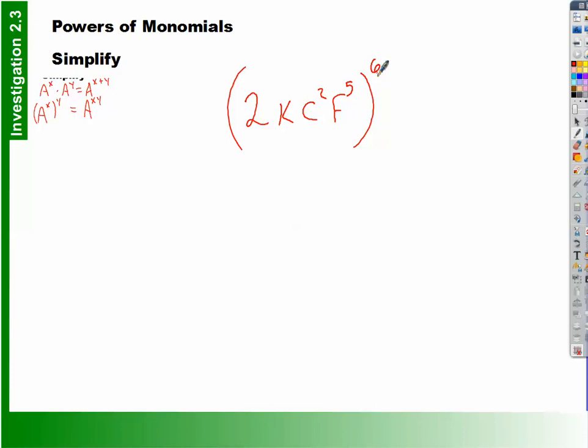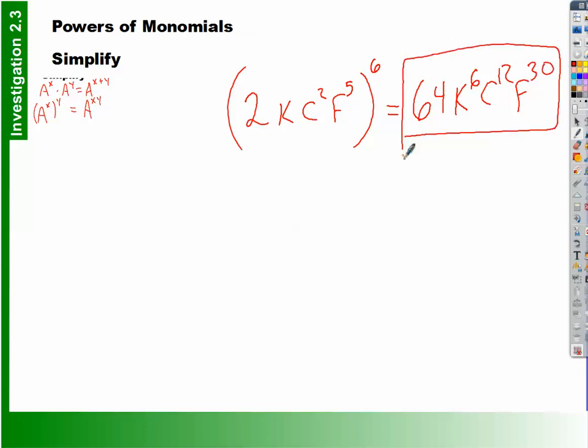All right. So here we go. The correct answer, Trevor B, is going to be 64 K to the 6th, C to the 12th, and F to the 30th. Nice. There you go. All right. So this is how you take monomials to a power.